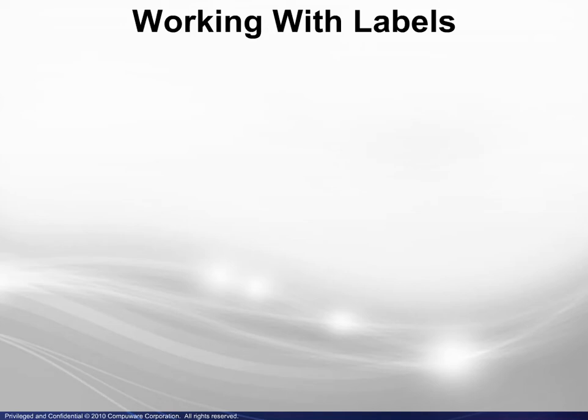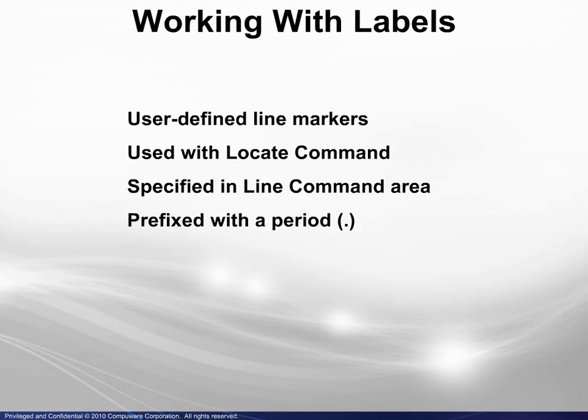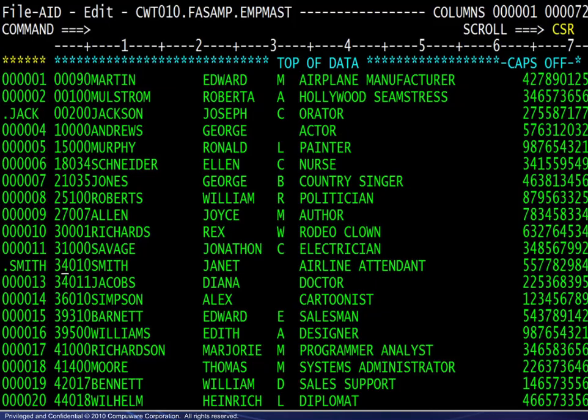Now we will look at working with labels. These are user-defined markers that allow convenient return to one or more given records by using the locate command. Labels are placed in the line command area by entering a period followed by a string of characters to appropriately tag the record. Let's look at an example. First, we enter two labels, .jack and .smith. When we press enter, the labels are highlighted and will replace the line numbers until removed or until the edit session ends.